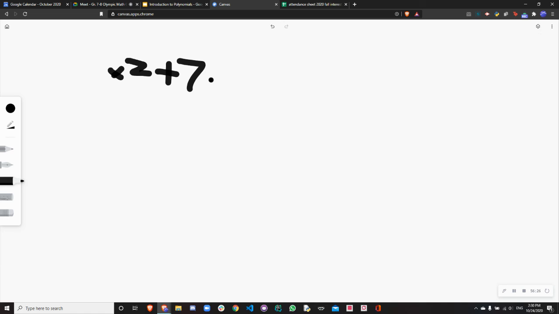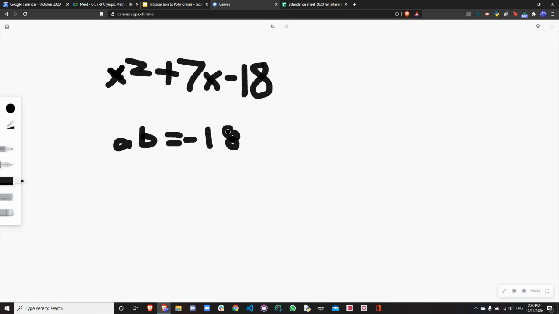So let's try it out. x squared plus 7x. So I want to look for two numbers. Here, let's call these a and b. Two numbers that multiply to negative 18, and they have to be integers. That means a and b have to be factors of 18, and a plus b gives you positive 7.